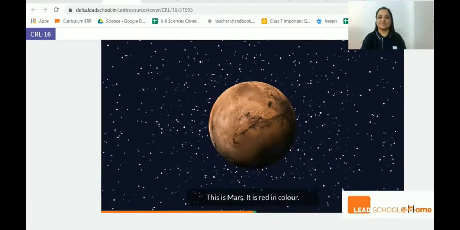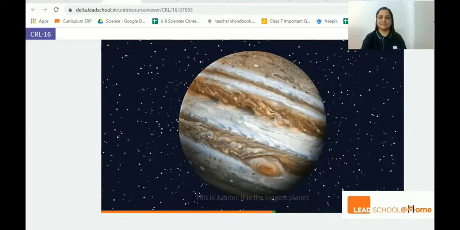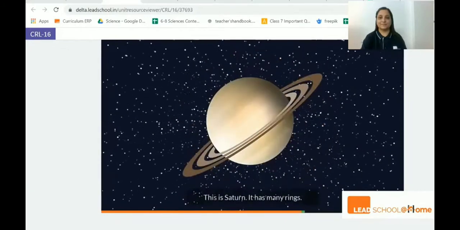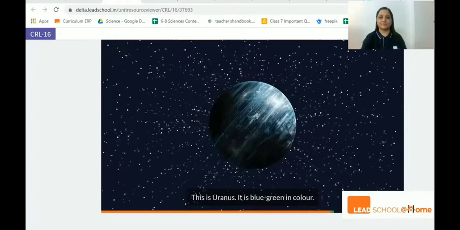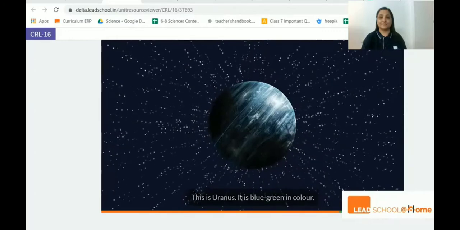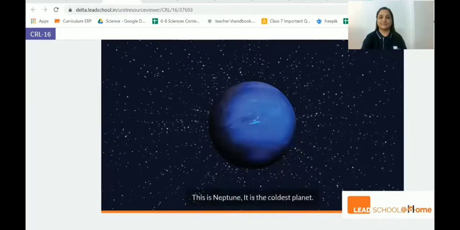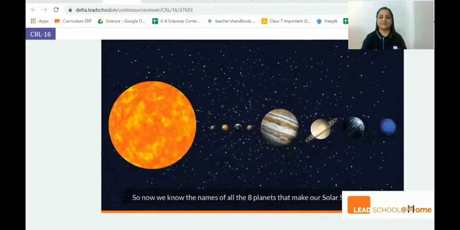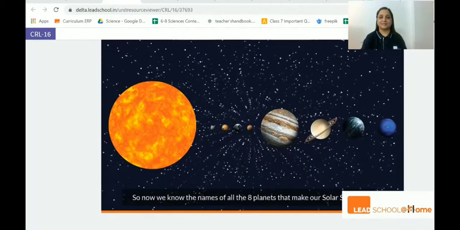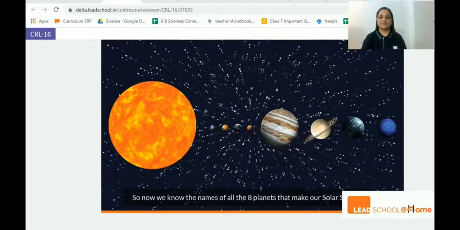This is Mars. It is red in color. This is Jupiter. It is the biggest planet. This is Saturn. It has many rings. This is Uranus. It is blue-green in color. This is Neptune. It is the coldest planet. So now we know the names of all the 8 planets that make our solar system.